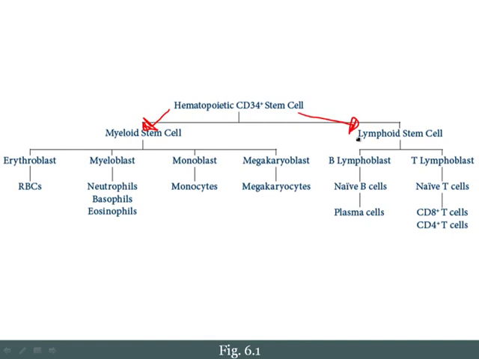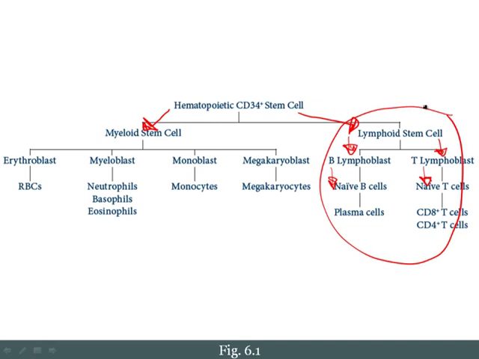The lymphoid stem cell has the ability to produce a B lymphoblast or a T lymphoblast, and the B lymphoblast can produce a naive B cell, and the T lymphoblast can produce the naive T cells. Of course, the naive B cells eventually will get trained to become plasma cells, and the naive T cells will eventually become trained to become CD8 positive T cells or CD4 positive T cells. So this is the normal hematopoiesis of the lymphoid half of this chart.